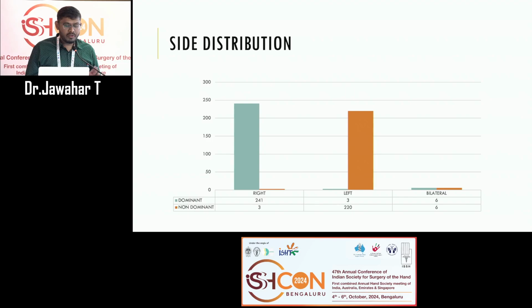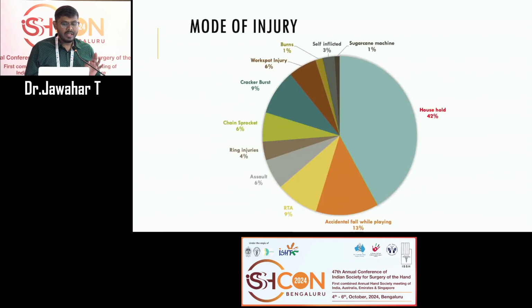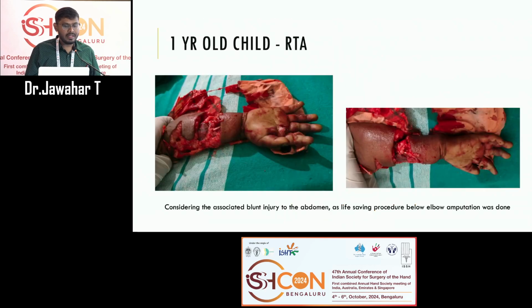variation. It was around 50%. Most of the cases we saw were due to household injuries like door crush injuries and other household activities, followed by accidental falls while playing, and other injuries like chain sprocket, RTA, work spot injuries, and cracker burst injuries. Assault, burns, and self-inflicted injuries were other causes.